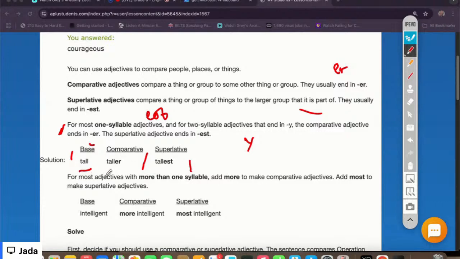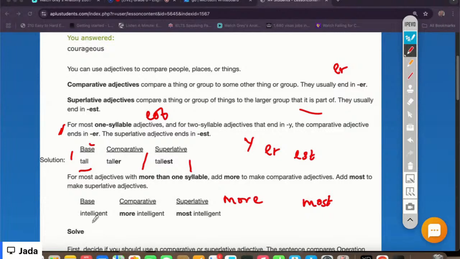And then for most adjectives that have more than one syllable, add more to make the comparative. So if it is just one syllable or two syllables that ends with y, you can put er or est. But if it is more than one syllable, you have to add more for comparative and most for superlative.